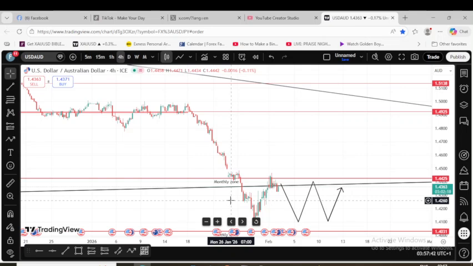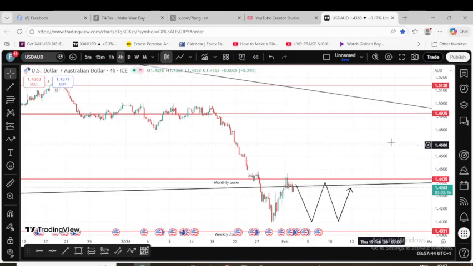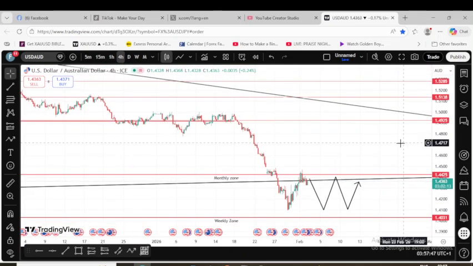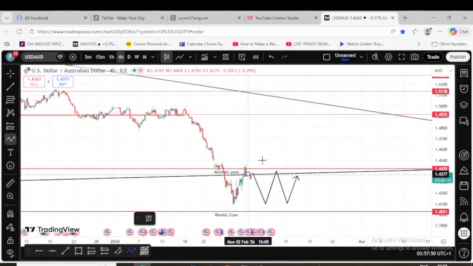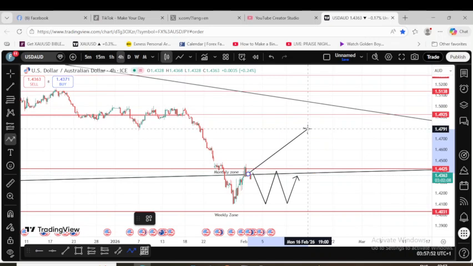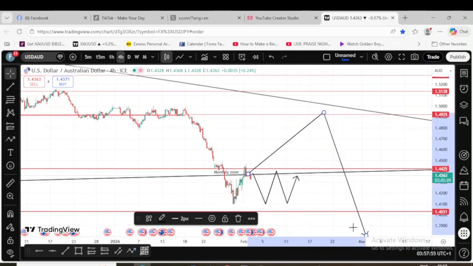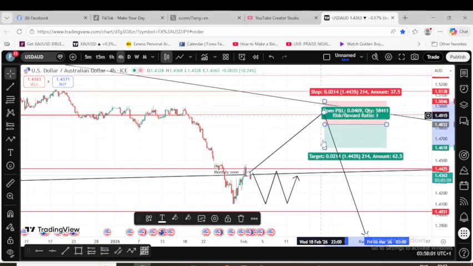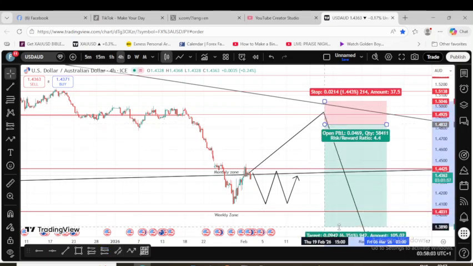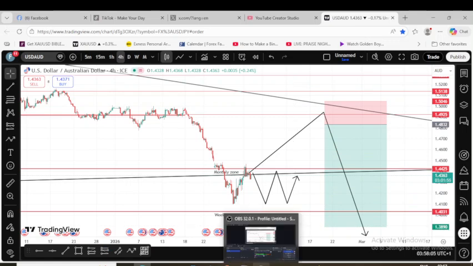Anyways, that's it for top to bottom analysis on USD Australian dollars. The best thing to do at this point is actually to wait for a retracement to here and then sell down. So this is actually what you should be expecting. So yeah, that's it on top to bottom analysis on USD AUD.